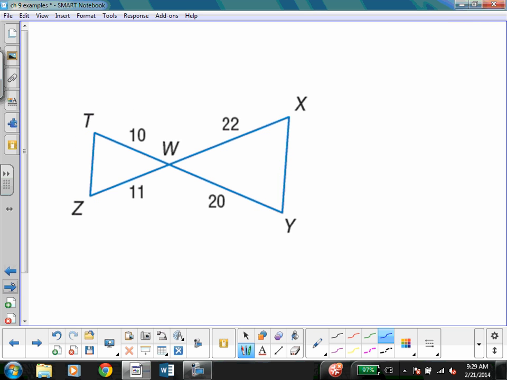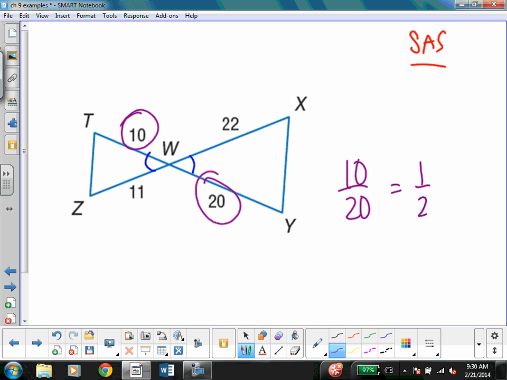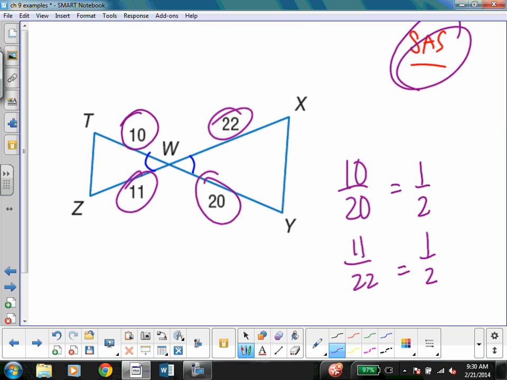Let's do another one. In this particular example, I have a shared angle here, and I have two pairs of sides, which means that if these are similar, then it would have to be because of side, angle, side, because I have two pairs of sides and an included angle. So let's check our ratios. The two smaller measurements need to be paired up, so 10 and 20. 10 over 20 reduces to 1/2. And now let's pair up the 11 and the 22. Also equals 1/2. So these two triangles would be similar because of side, angle, side.